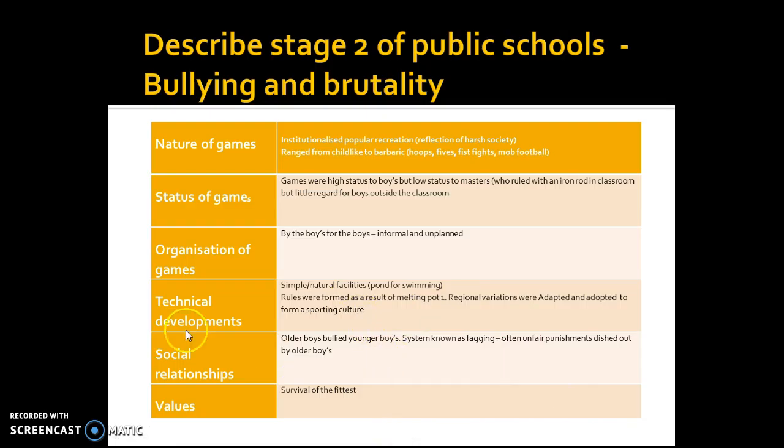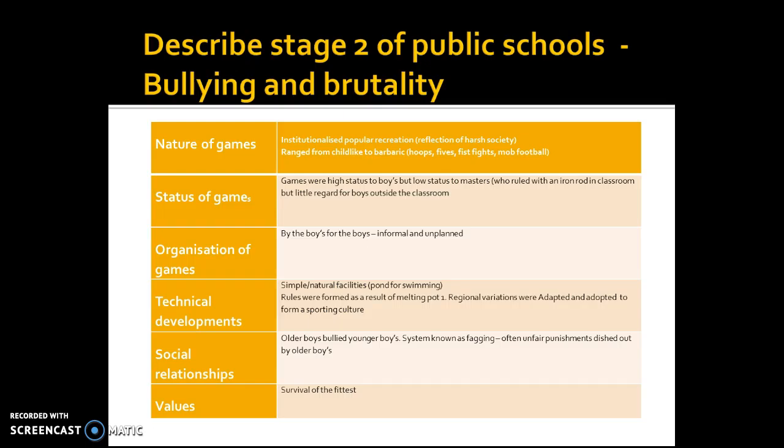Social relationships: older bullies. The relationships were very poor, in all aspects. Remember, whenever you're talking about a relationship here, and pretty much all the way through public schools, we're talking not only about boys with boys, but masters and boys. Social relationships between the masters and the boys were, as we mentioned earlier, very poor. Boys did not like the masters. Likewise, the masters did not want anything to do with them outside the classroom. And within the boys, the older bullies bullied the younger boys.